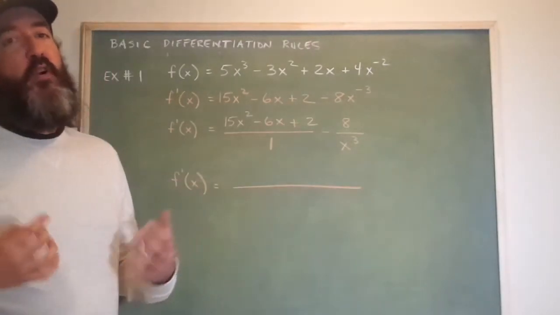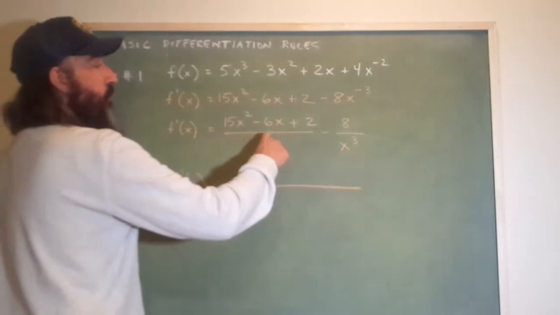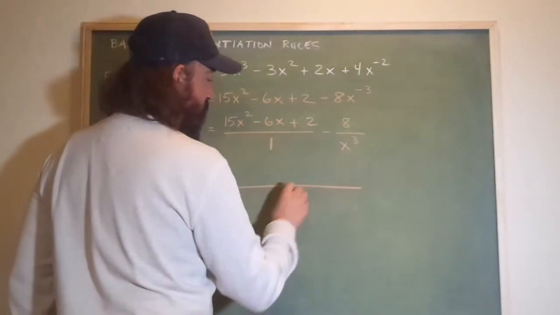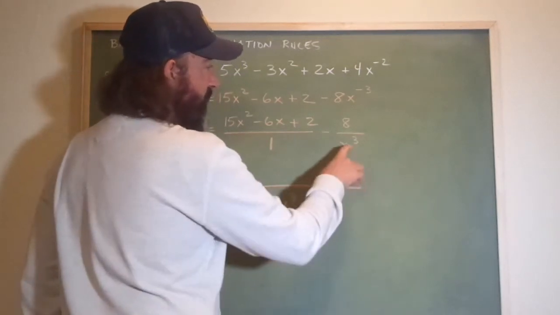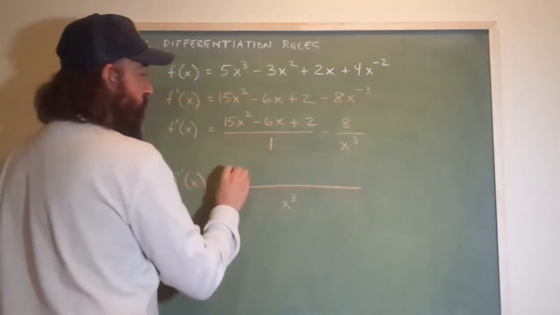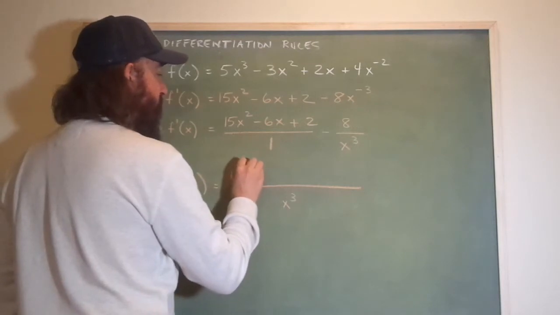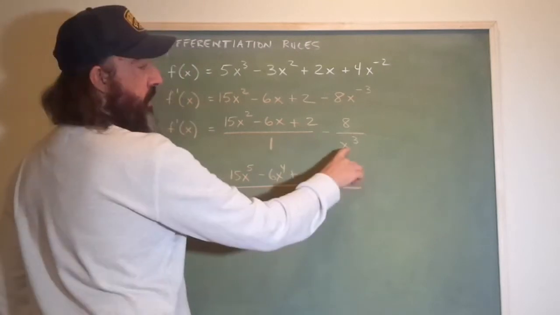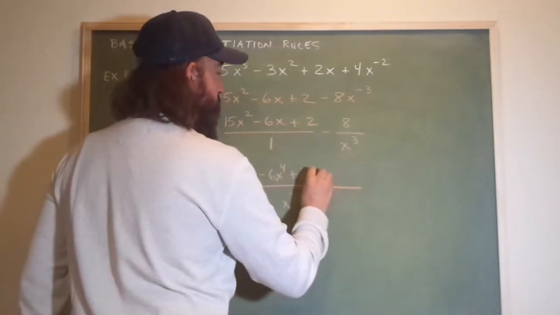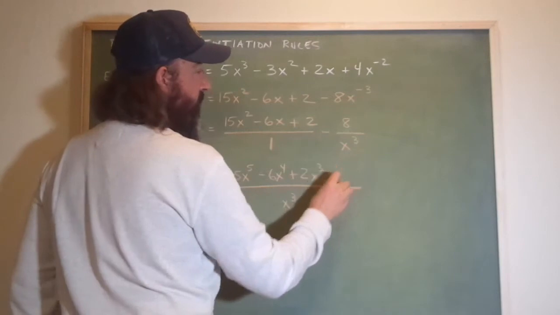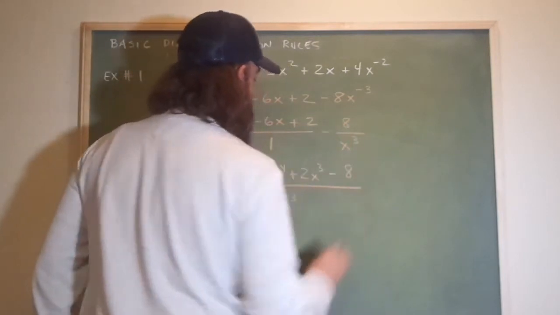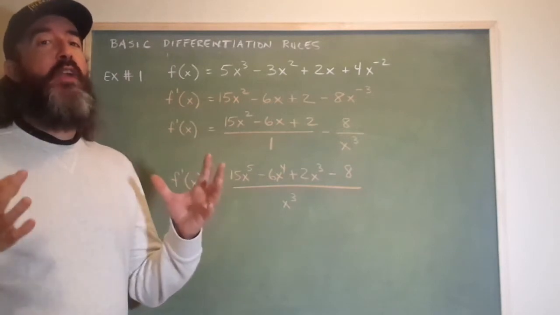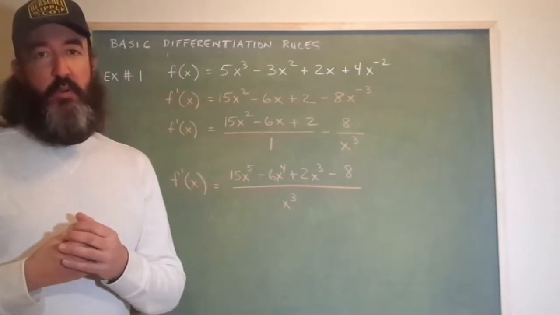And let me now use the McFarland method for subtracting fractions. A fraction minus a fraction is a fraction. My denominator is 1 times x to the third, or x to the third. And then x to the third times 15x squared is 15x to the 5. X to the third times 6x is 6x to the 4. X to the third times 2 is 2x to the third. And then I'll put my takeaway, and of course 8 times 1 is 8. When appropriate, I'd like you to express your derivative as one large fraction with no negative exponents.